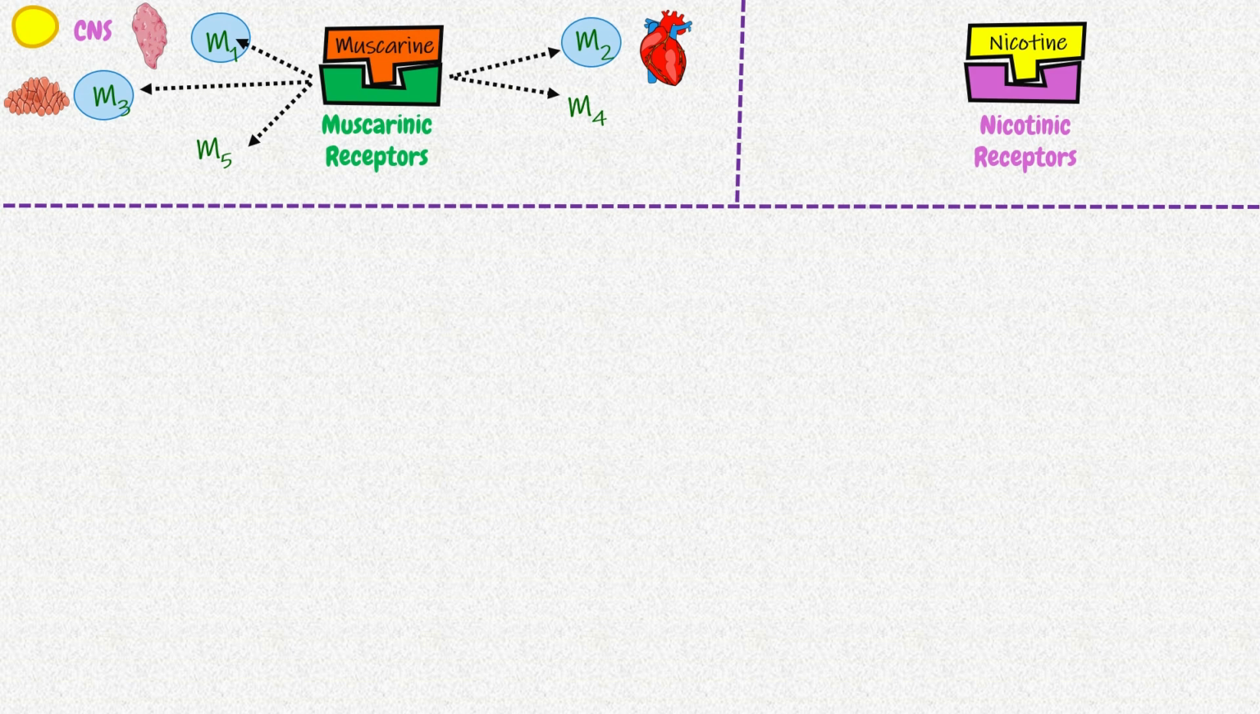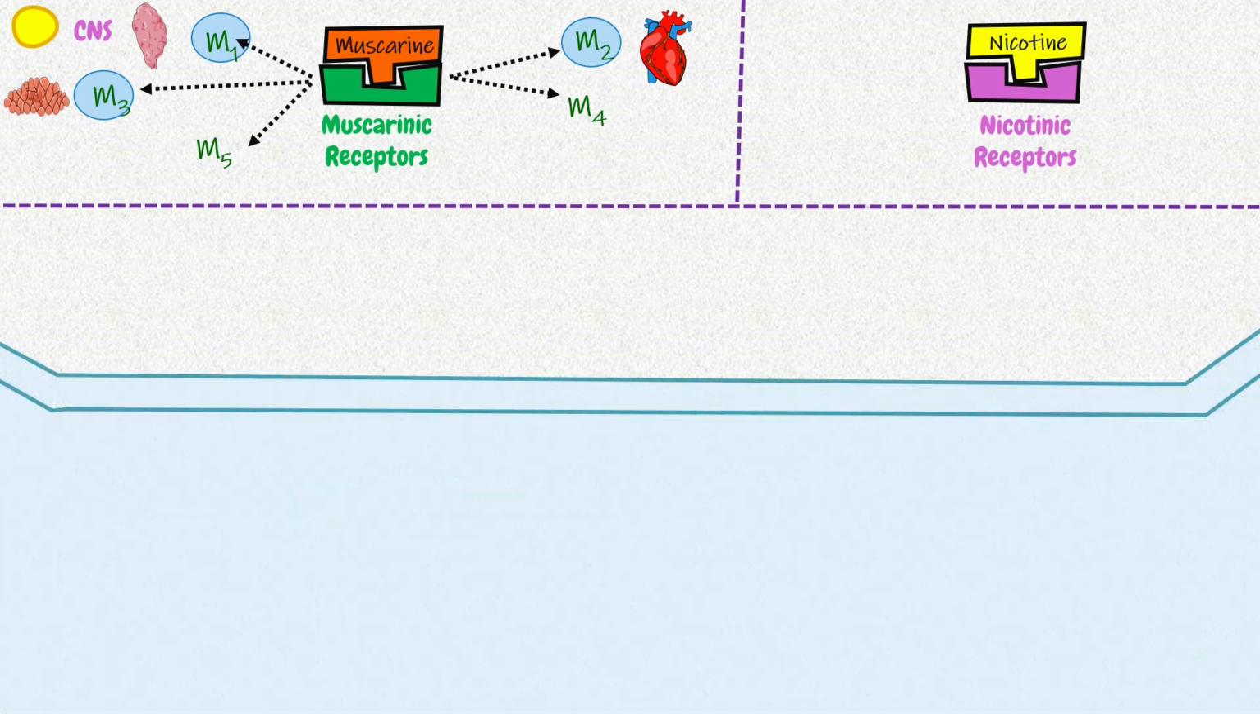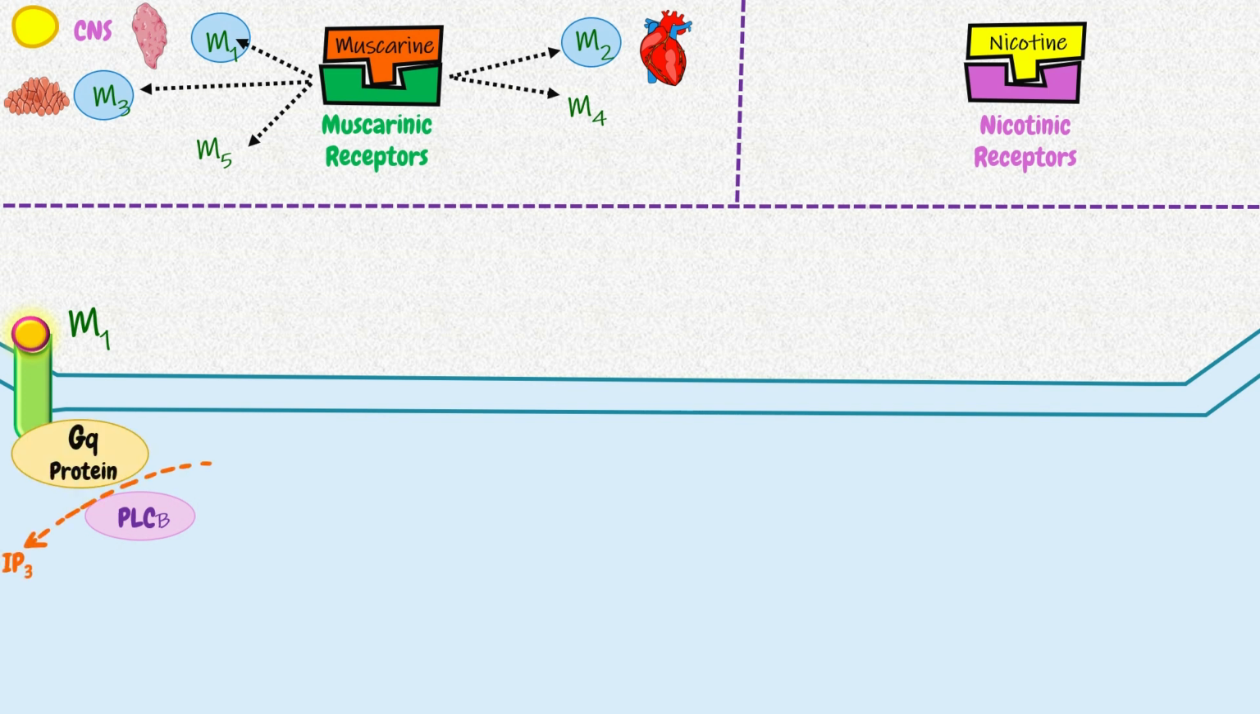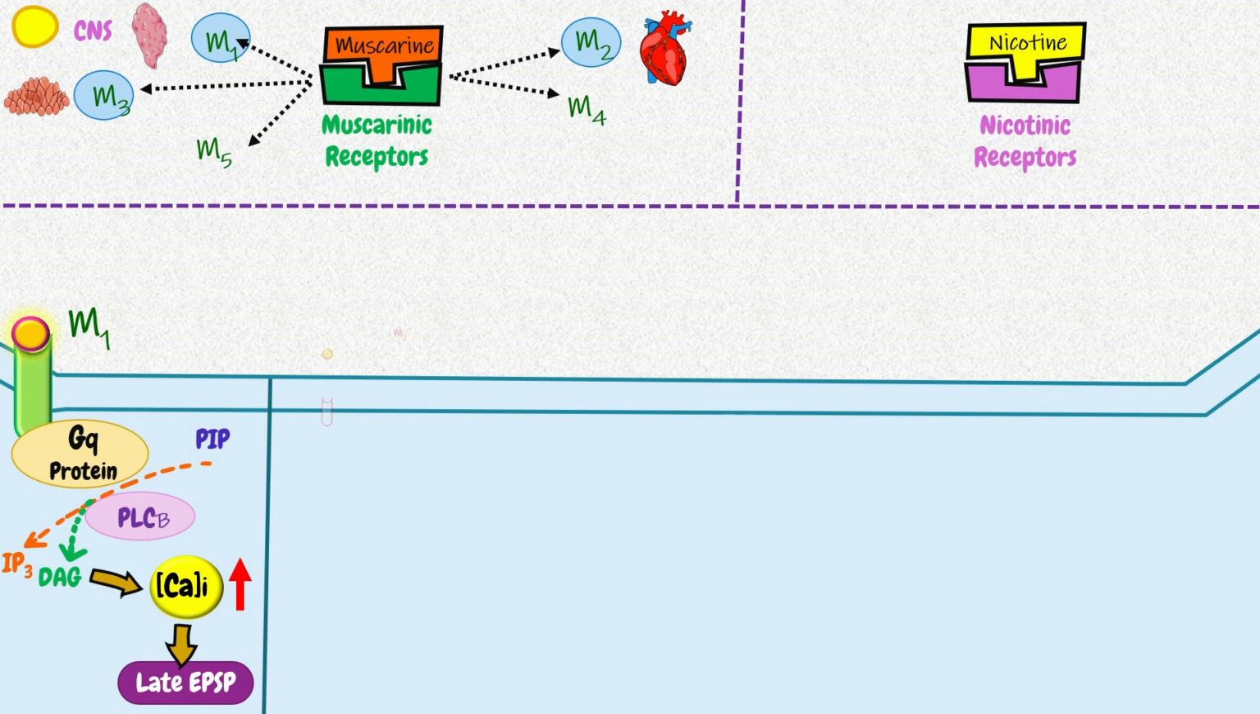Let's understand this. When acetylcholine binds cholinergic M1 receptors, they activate phospholipase C-beta through Gq proteins in the postganglionic neuron. And inositol triphosphate and diacylglycerol are released as second messengers that stimulate calcium influx and a late excitatory postsynaptic potential.